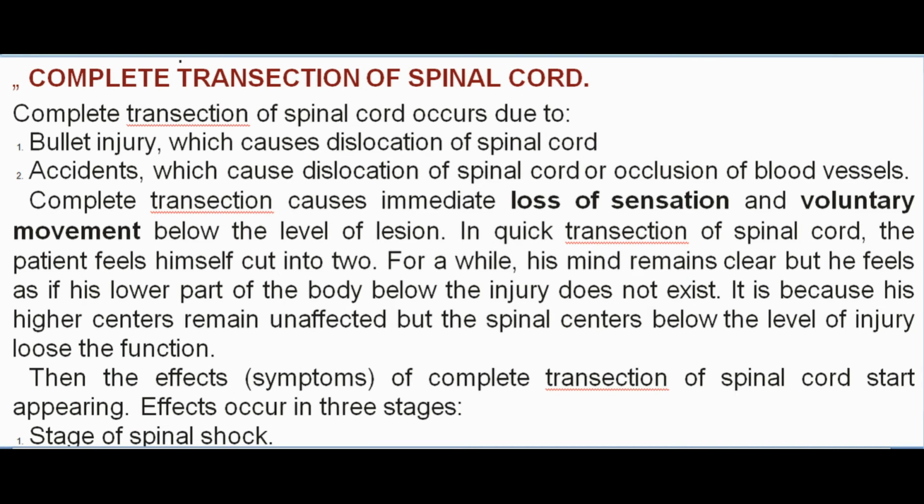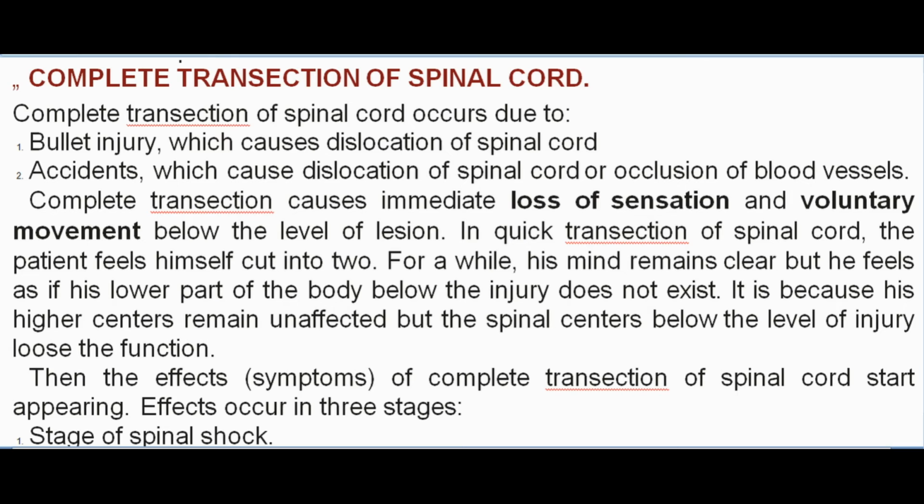Complete transection of spinal cord occurs due to bullet injury, which causes dislocation of spinal cord, accidents, which cause dislocation of spinal cord, or occlusion of blood vessels. Complete transection causes immediate loss of sensation and voluntary movement below the level of lesion. In quick transection of spinal cord, the patient feels himself cut into two.